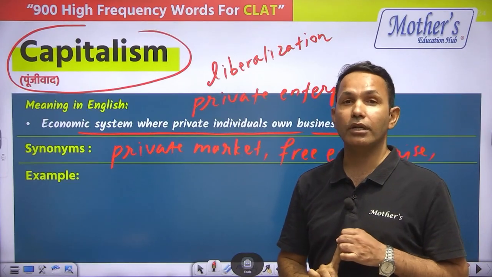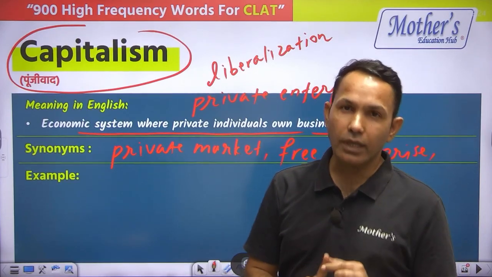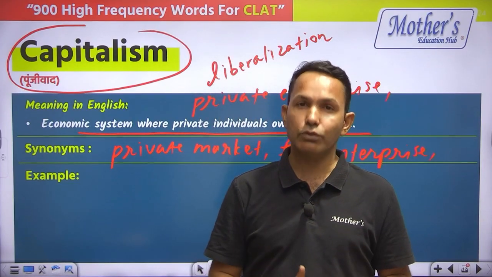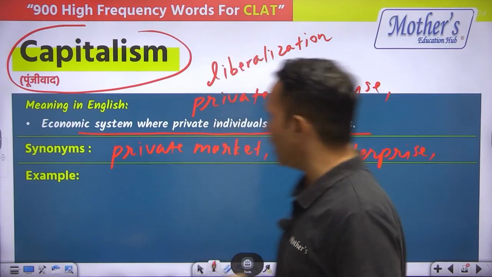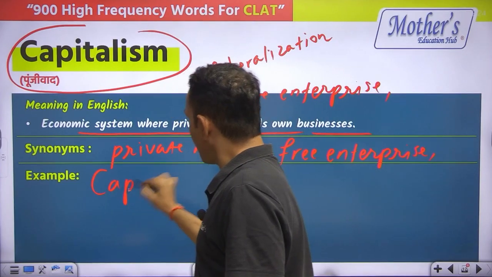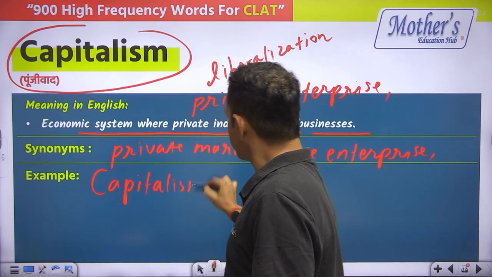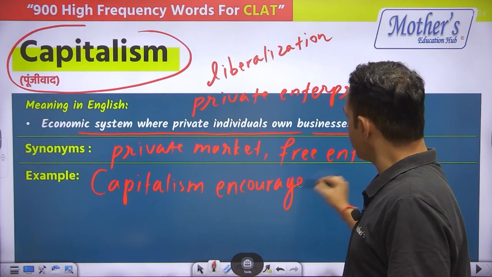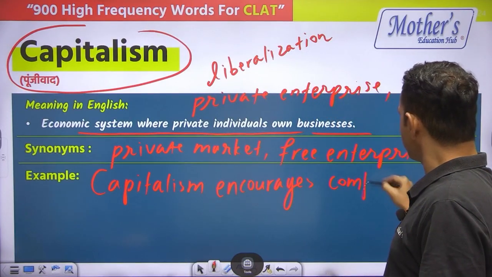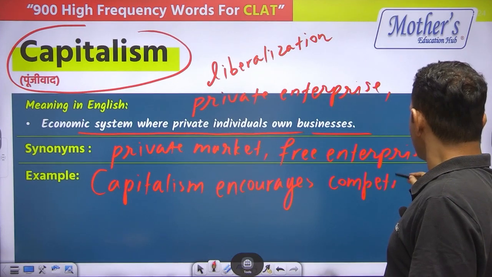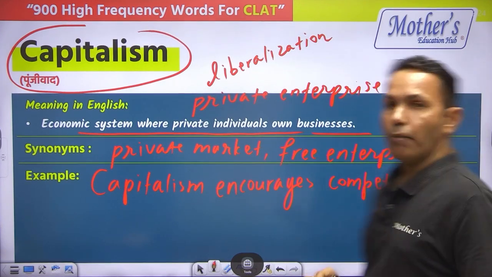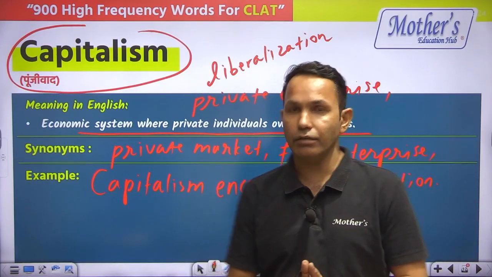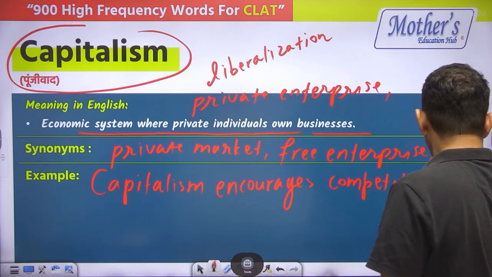Let's use this capitalism in a sentence. Capitalism encourages competition. Capitalism is usually associated with inequality of income, inequality of wealth. Let's move on to the next word.